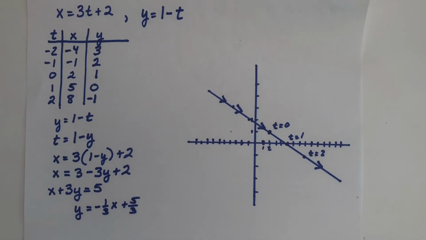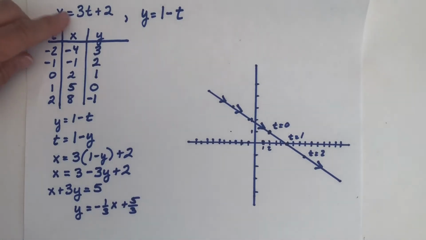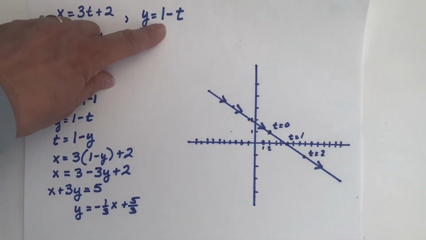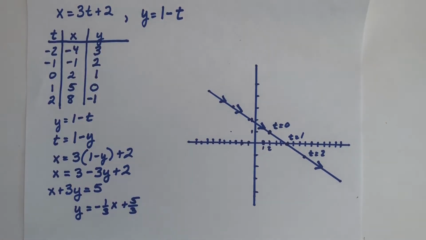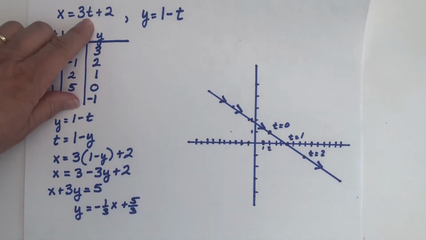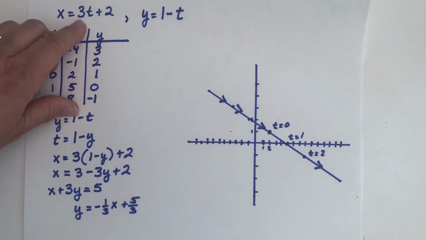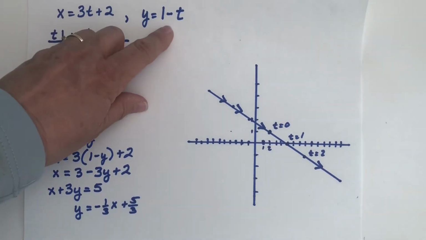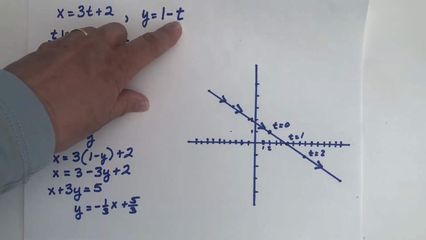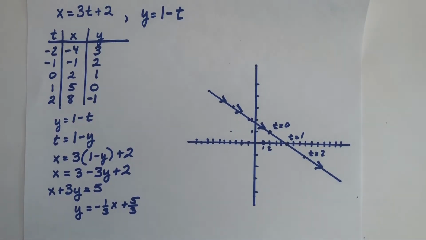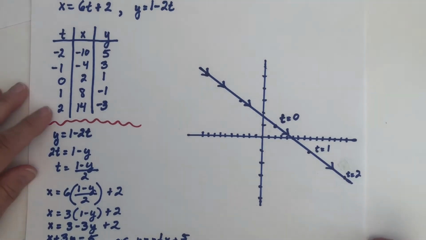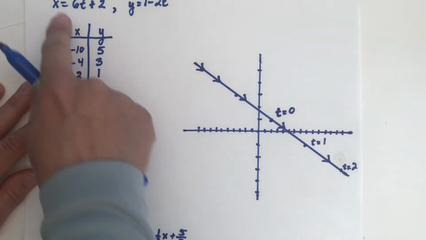Let me show you another set of parametric equations that I've already done that were very similar. So this was x equals 3t plus 2 and y equals 1 minus t. All I did in writing the next pair of equations was I replaced t with 2t. So this became a 6t, and this became a 1 minus 2t. And I've already done the work, but let me show you what happens. Here it is. Here's our set of parametric equations.